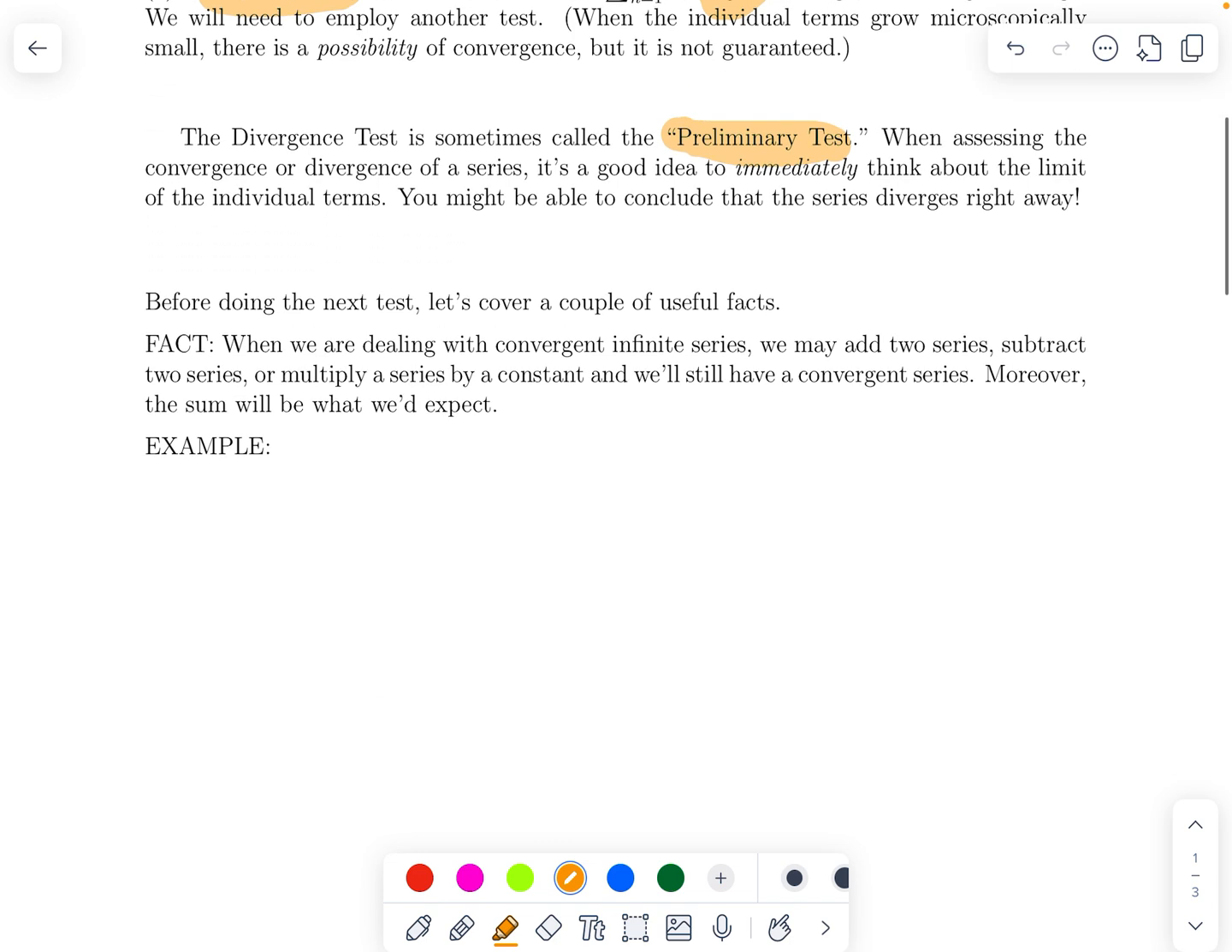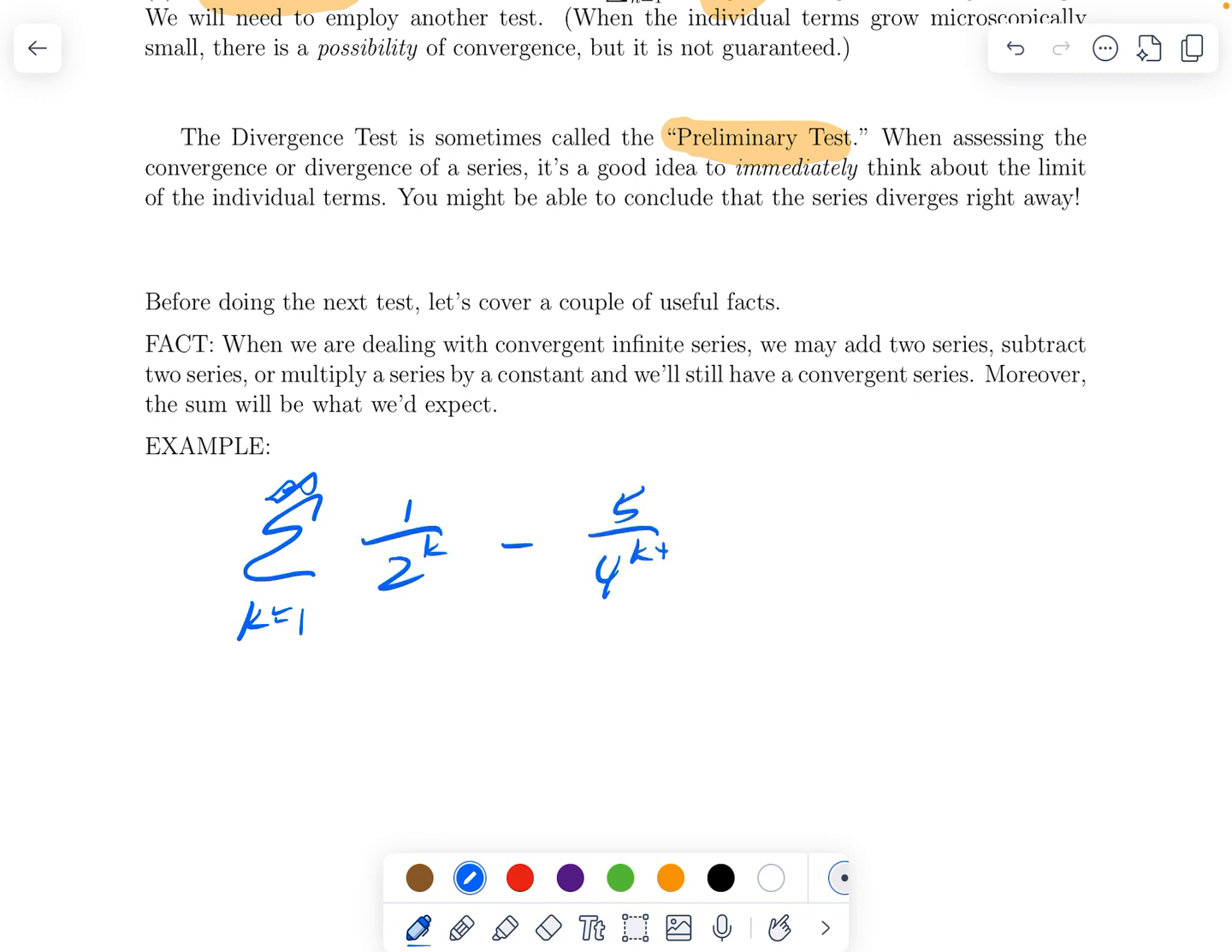Okay. Before we do the next test, we're going to go over some basic facts. If we're dealing with convergent infinite series, we can add two series or subtract them or multiply by a constant, and we'll still have a convergent series. And the sum will be what we'd expect. So just as a quick example, if I had the summation as k goes from 1 to infinity of 1 over 2 to the k minus 5 over 4 to the k plus 1.